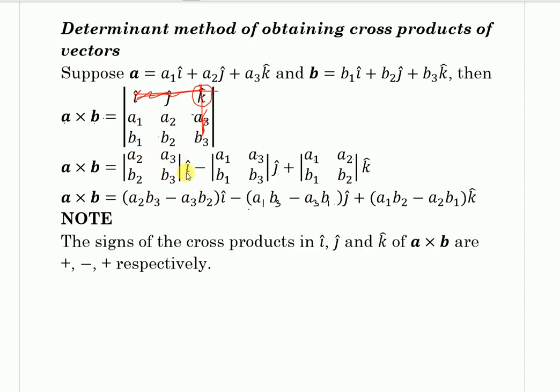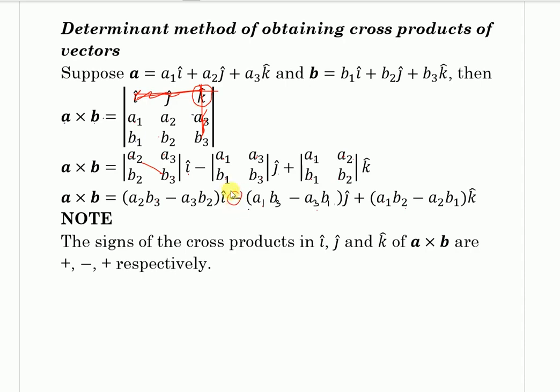To get the component of I, you just get this determinant. The method we use there is the product of elements on the leading diagonal minus the product of elements on the minor diagonal. So you have A2 B3 minus A3 B2. Then this one is A1 B3 minus A3 B1. Then we have A1 B2 minus A2 B1. That is what we have, and when you work out these ones, you are there.